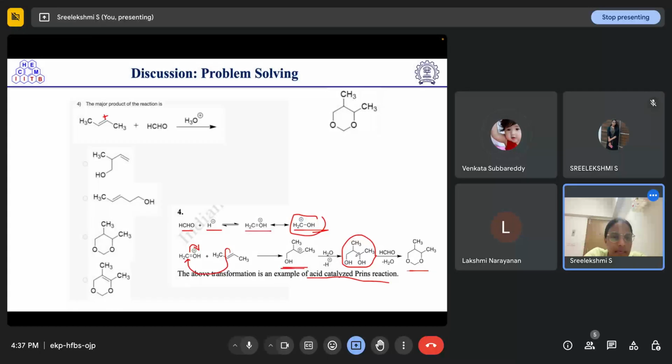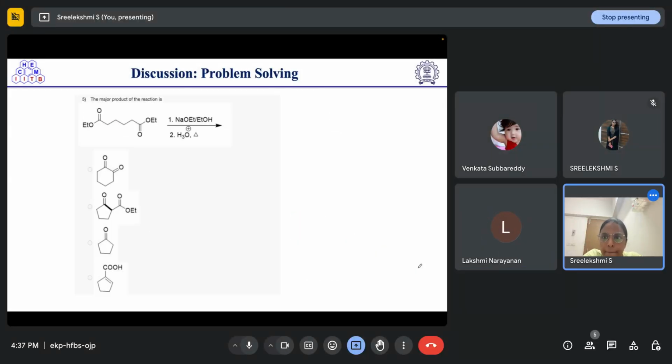And then this 1,3-diol will be protected with formaldehyde to give this compound. Is it fine? Okay, fine. We'll move on. Last week we also solved this problem.